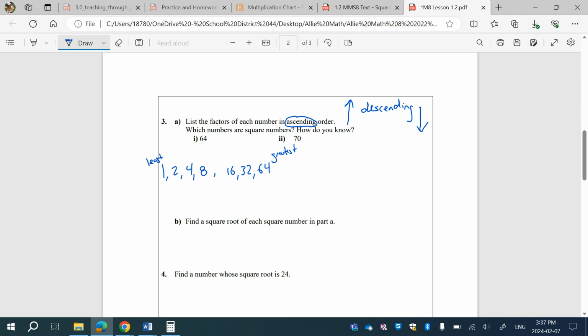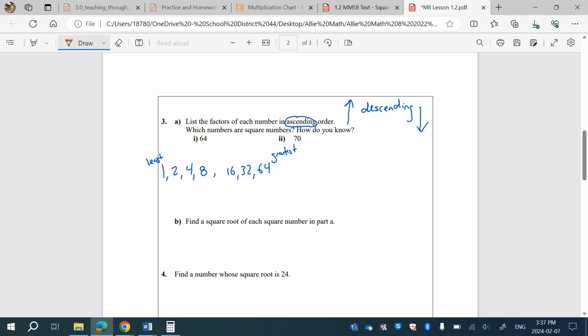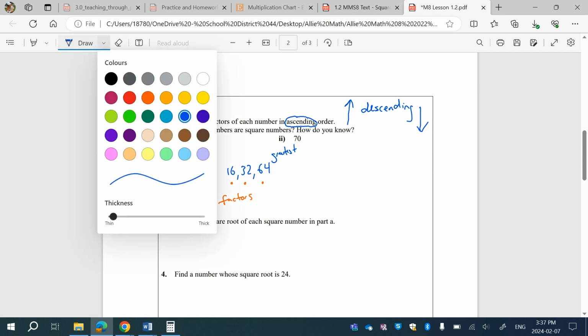Okay, and it's going to ask us, how do we know? And I want us to do something, I want us to count how many factors there are. There's 1, 2, 3, 4, 5, 6, 7 factors. Okay, let's just put that piece of information away for a second, and let's do the factors of 70 next.